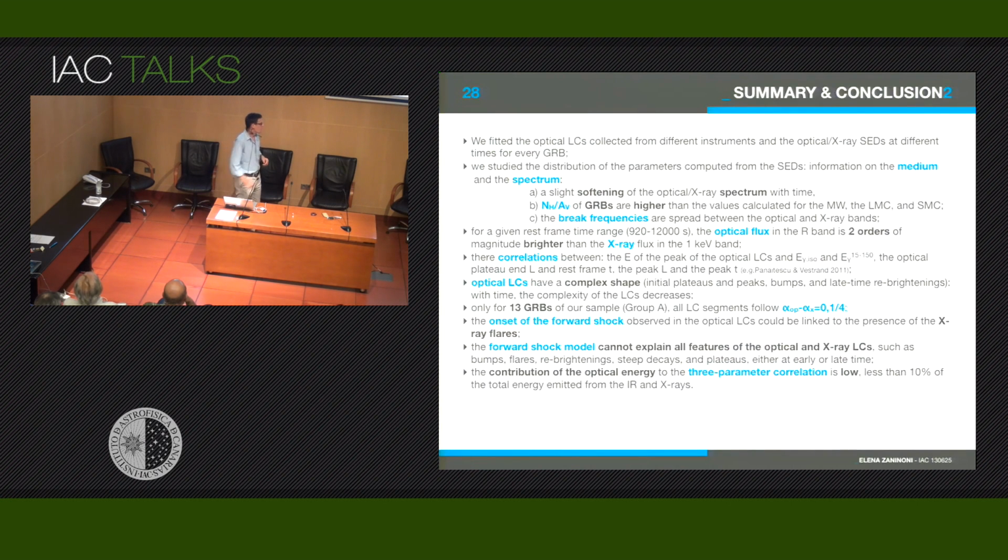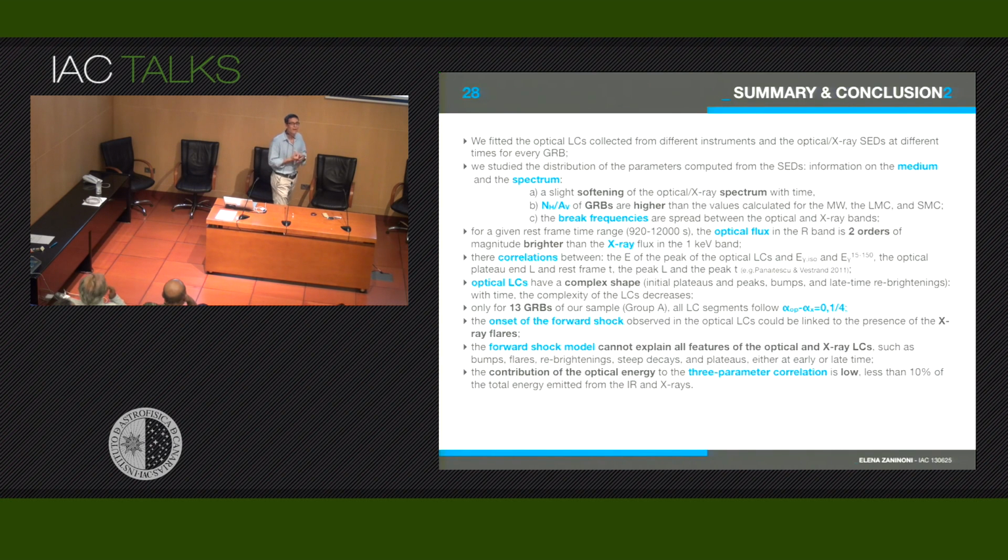Okay. This is to conclude. These are all the things that I studied, presented in the paper, even if I presented you only some major results of the article. To make a summary, in particular, we fit the optical curves collected from different instruments, and we also made different optical X-ray SEDs. We considered different times to make these SEDs. In particular, we also obtained a spectral energy distribution for a GRB with data also in the radio band.